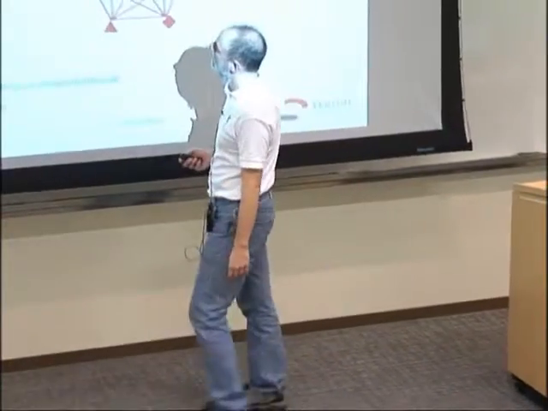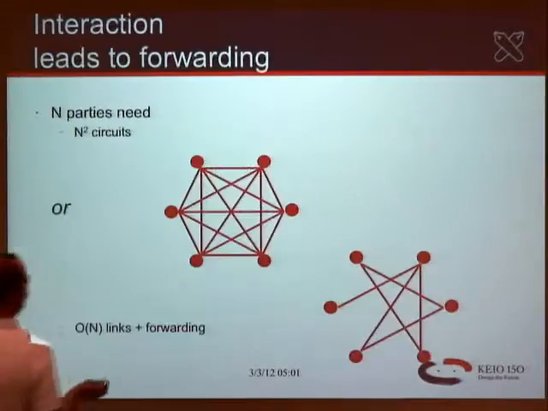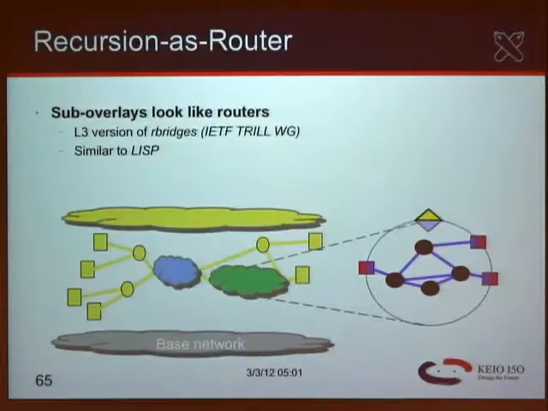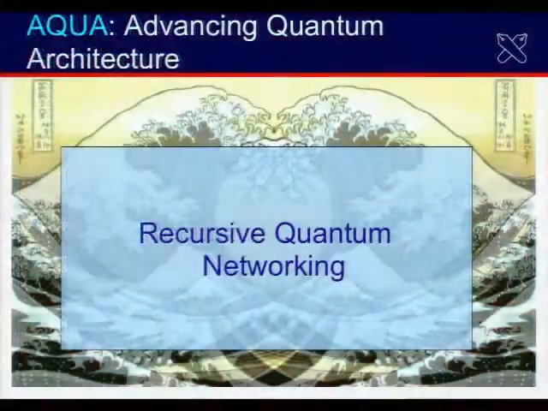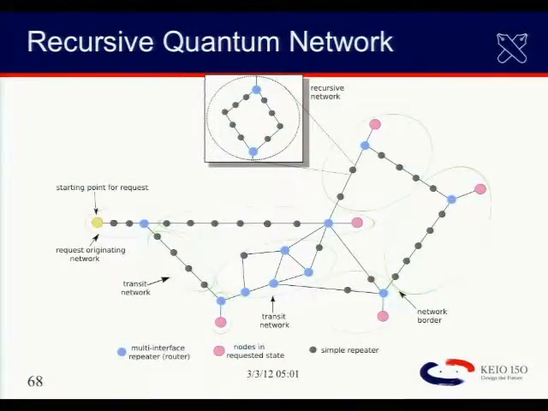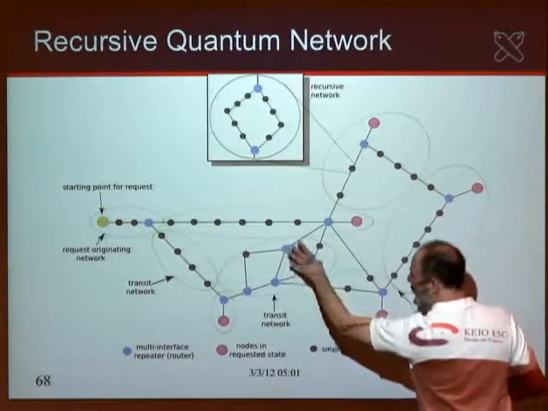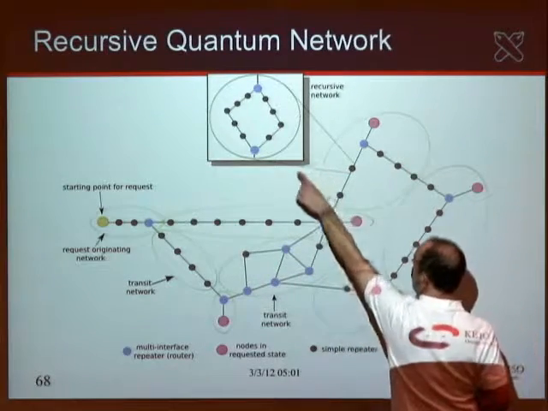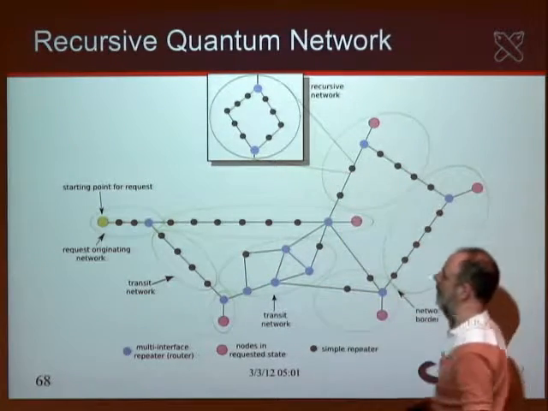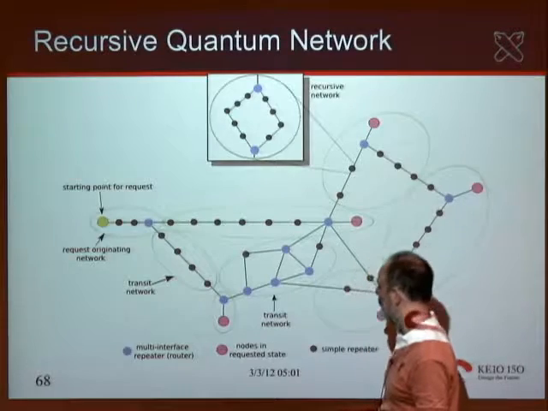Let's see. I'm just going to flip through this. We'll skip some of this stuff and go straight to the quantum parts. So the quantum stuff. Here's our recursive network, the diagram that I showed you at the beginning. Again, we've got transit networks, recursive networks, individual sorts of things involved here.